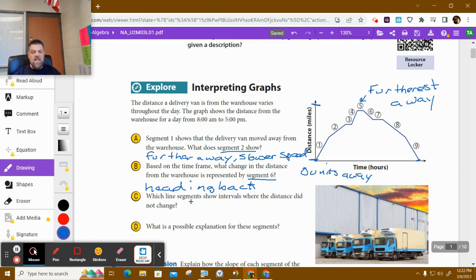And then it says, which line segment shows the intervals where the distance did not change? Any place where it's flat. So it would be 3, 5. Is there another place where it's flat? Look at the graph. 7.